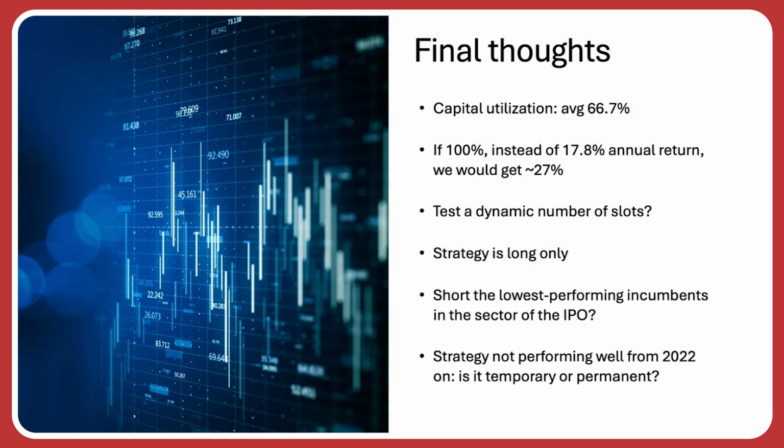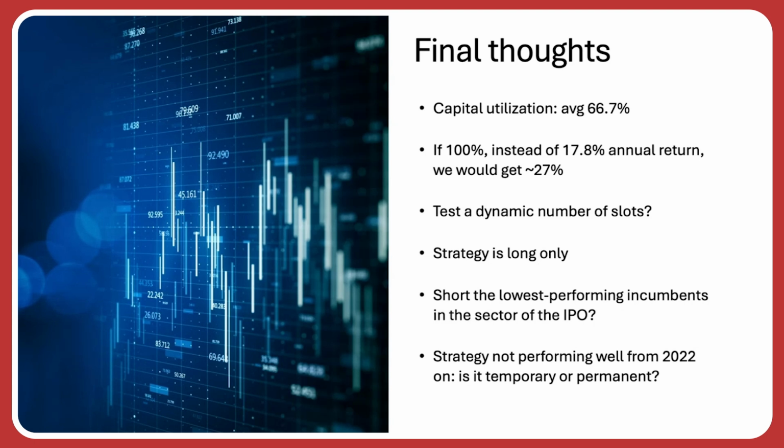One thing that came to my mind while discussing with colleagues was an idea. For example, what if we shorted the lowest performing incumbent in the sector of the IPO? So imagine this. For each IPO, we look at the sector in which the IPO is happening. We get the lowest performing stock in that sector, and we short that stock. For every IPO, short the lowest performing incumbent. So this was an idea. Of course, it's just a theory. We need to test it.